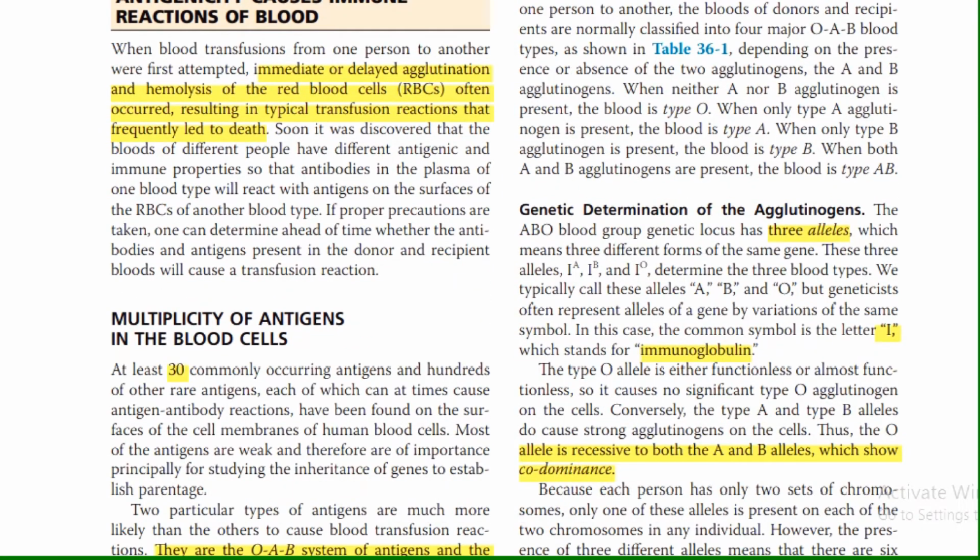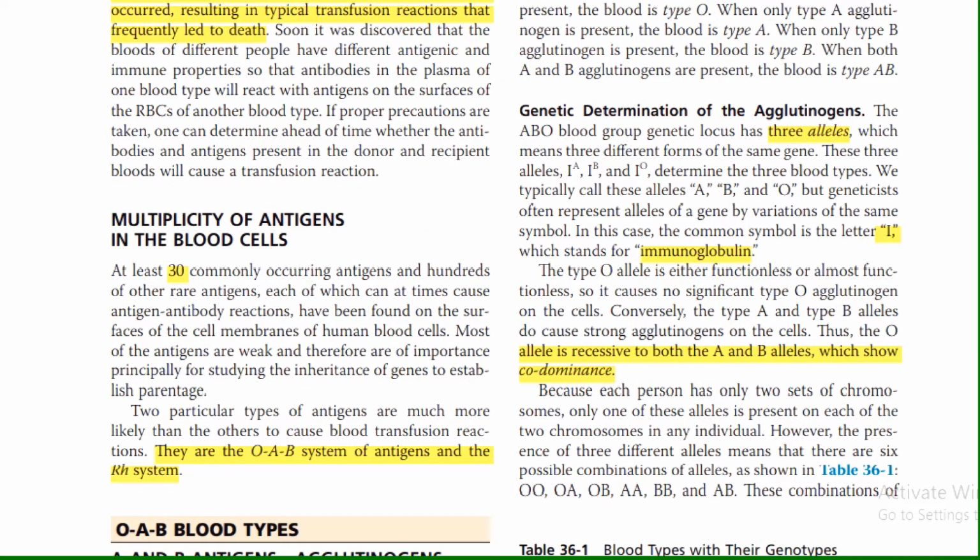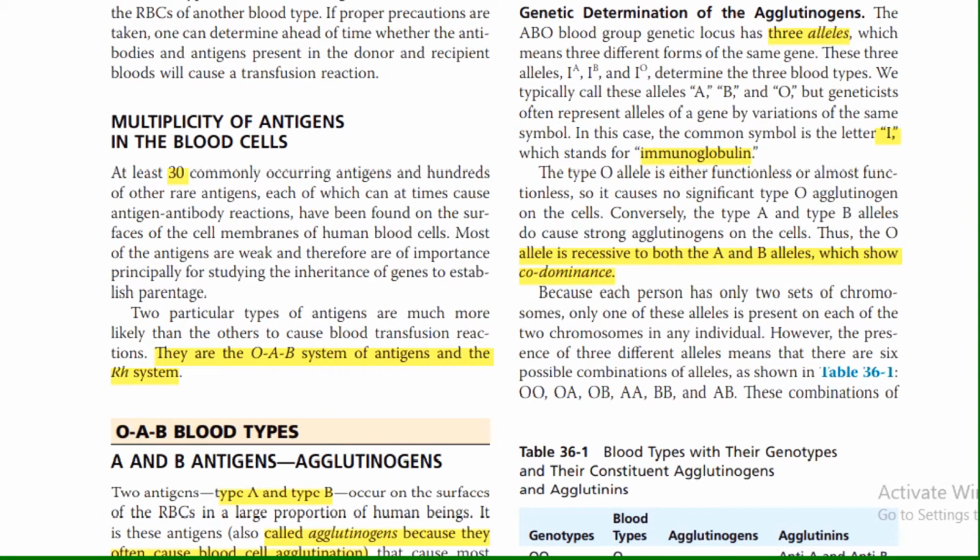Genetic determination of agglutinogens. The ABO blood group genetic locus has three alleles, which means there are three different types of the same gene. I here represents immunoglobulin and A represents the type of agglutinogen, which is IA, meaning immunoglobulin, agglutinogen is A, then IB and IO. The O allele is recessive to both A and B alleles, which show codominance.